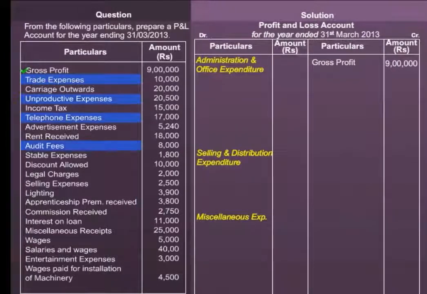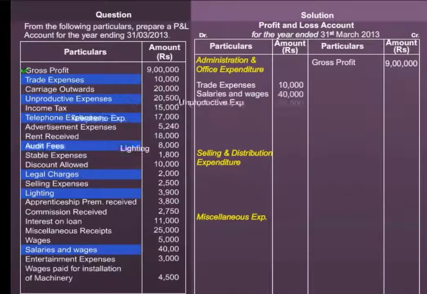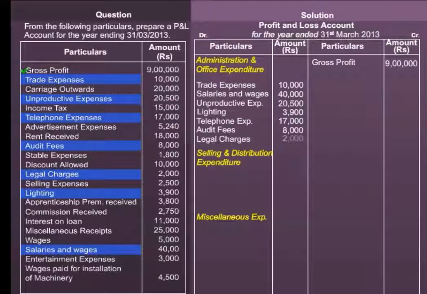Now look at these highlighted items. All these are categorized under administration and office expenses. Thus, on the debit side, all these expenses are shown like this. Also, note that as we are transferring the items to the P&L account simultaneously, we mark that item here. This will help you to avoid any confusion.